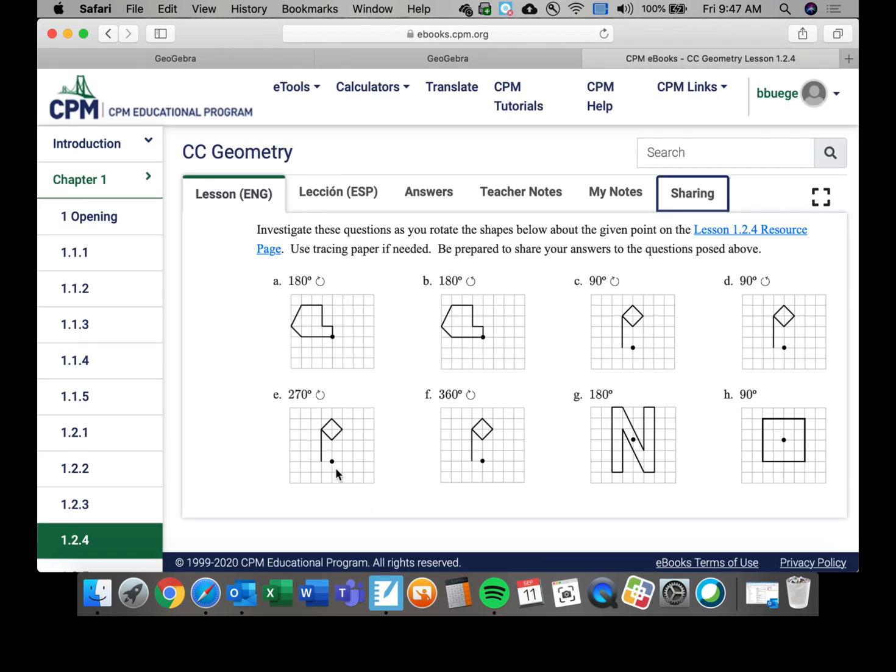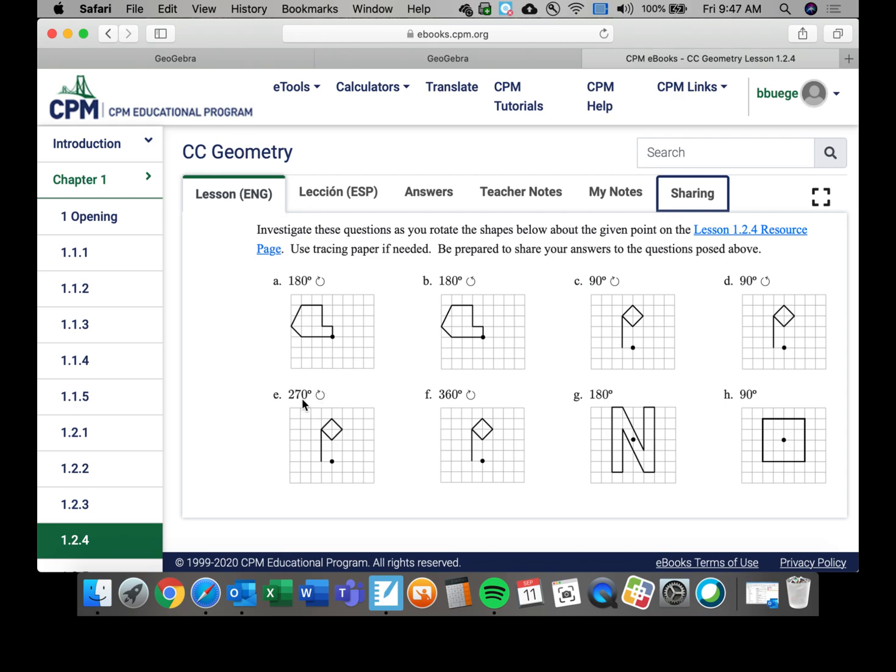What I want you to do on the rest of these problems, these 4 problems that you have here, I want you to try those on your own, and we will discuss those in class and see what you came up with. Keep in mind, here you're doing a 270 degree clockwise rotation.